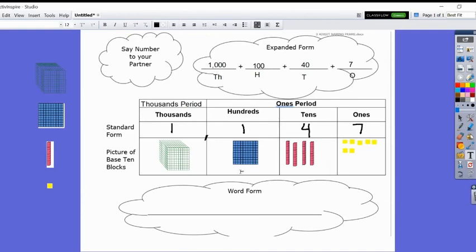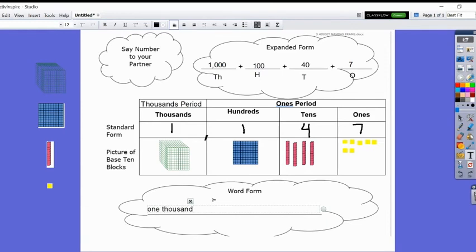Okay, now we're ready to say this in word form. Well, word form is easy breezy. Remember, if I can speak it, I can write it. Let's say it out loud first. It's 1,147. Now let's slow down. When we are writing a number in word form, it's like you're reading. You're going to start from left to right. So the first part of this number, when you speak it, what's the number again? Can you speak it for me, please? Good. It's going to be 1,000.